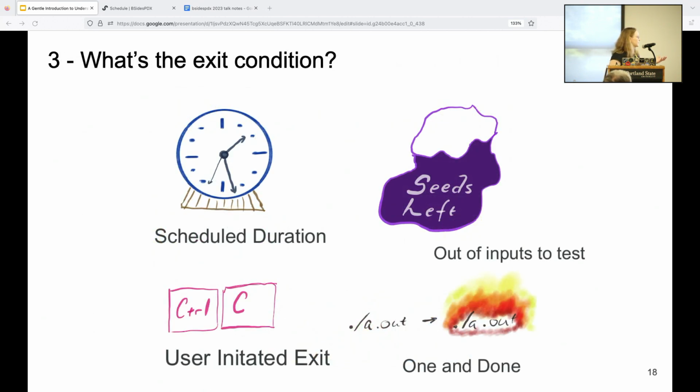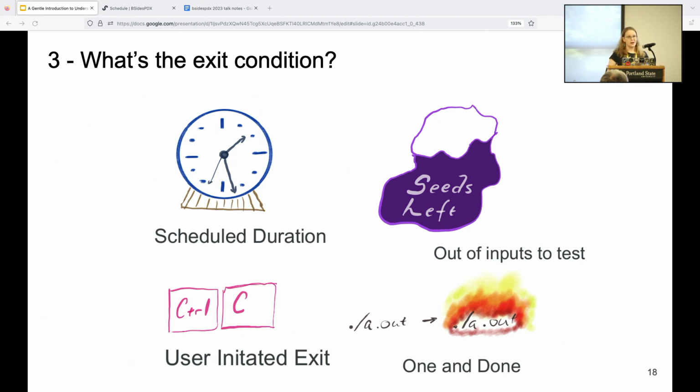So, exit condition. The most common one I see as a researcher is scheduled duration. We run our tests and our benchmark for a set amount of time, and then we compare them to each other. The most common one I see vulnerability researchers use is user-initiated exit. They'll leave it running in the garage, wander away for a week or two, and come back and check, I'm done with that one, turn it off.